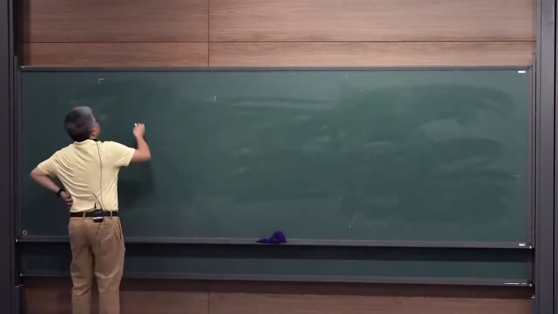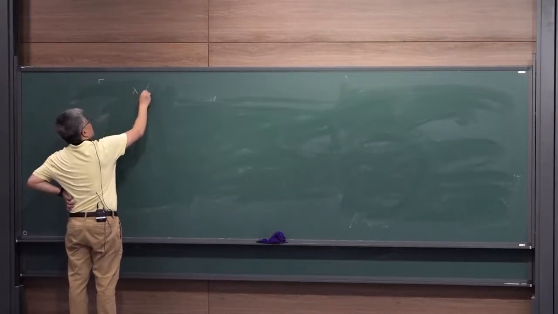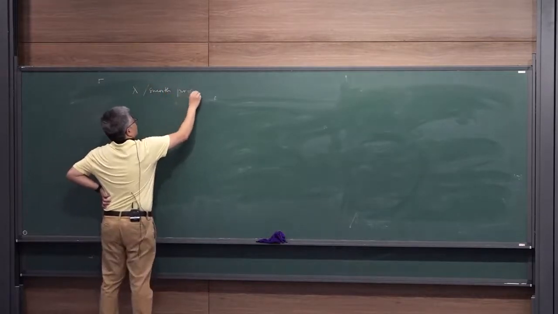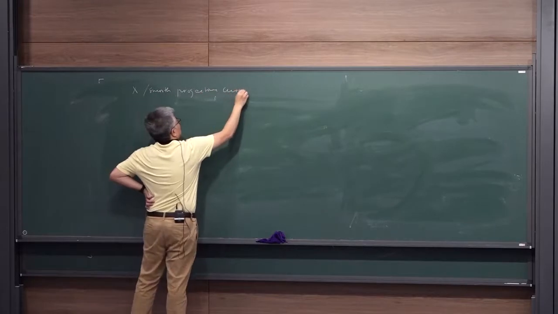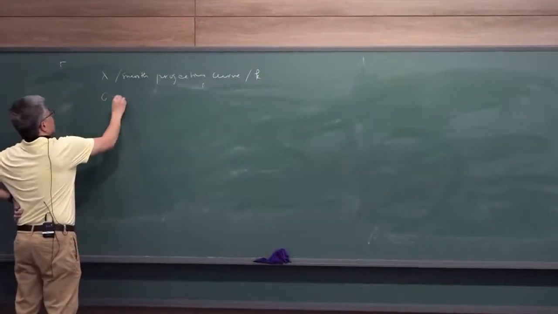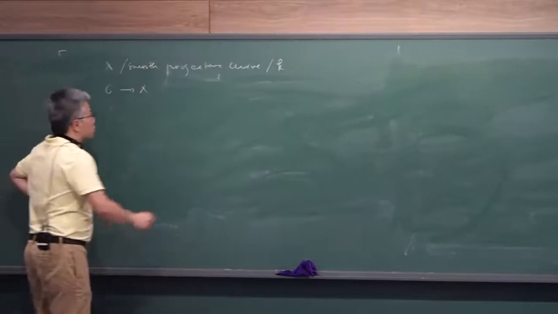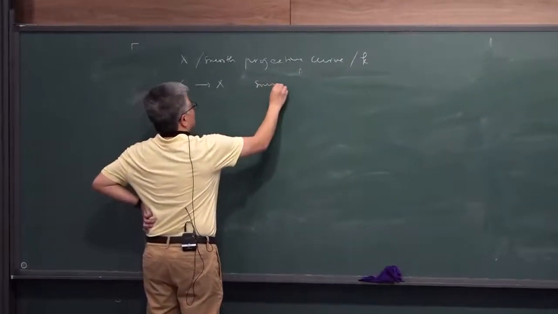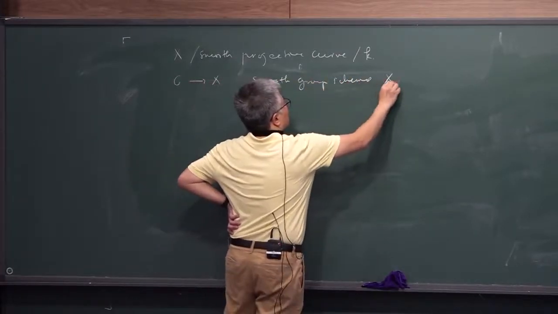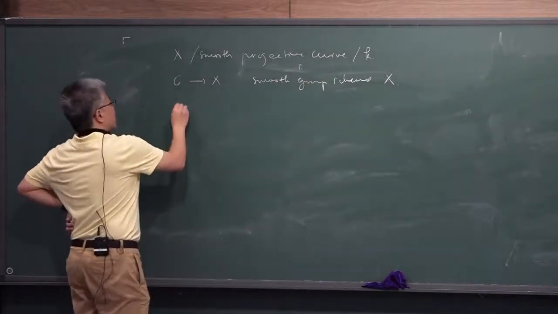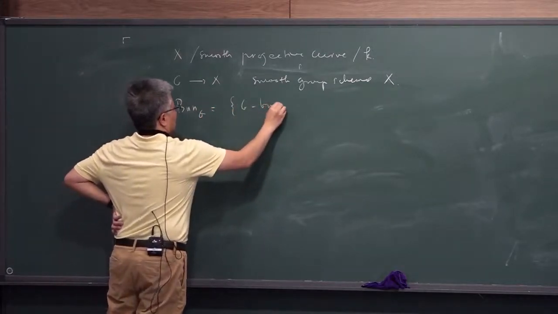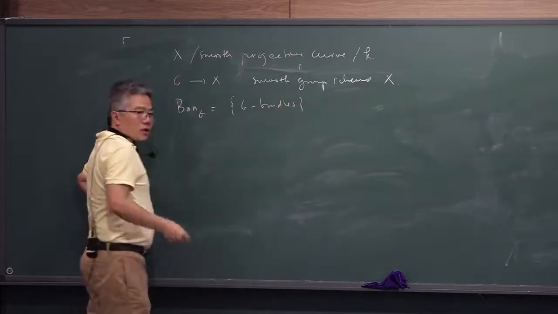So we come back to describe again X, a smooth projective curve over a field K, and G over X, just any smooth group scheme, maybe of finite type over X. And we want to describe the G-bundles using Adeles.